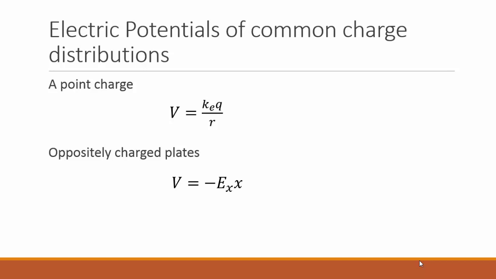If you have two oppositely charged plates, and so you have a uniform electric field, or in general, any case where you have a uniform electric field, the voltage is just going to be negative times the electric field in the x direction times x.